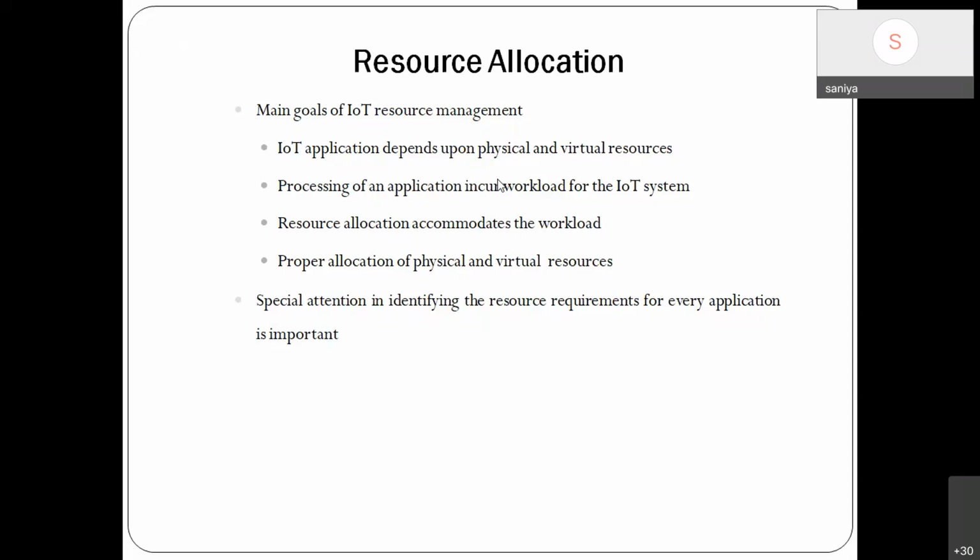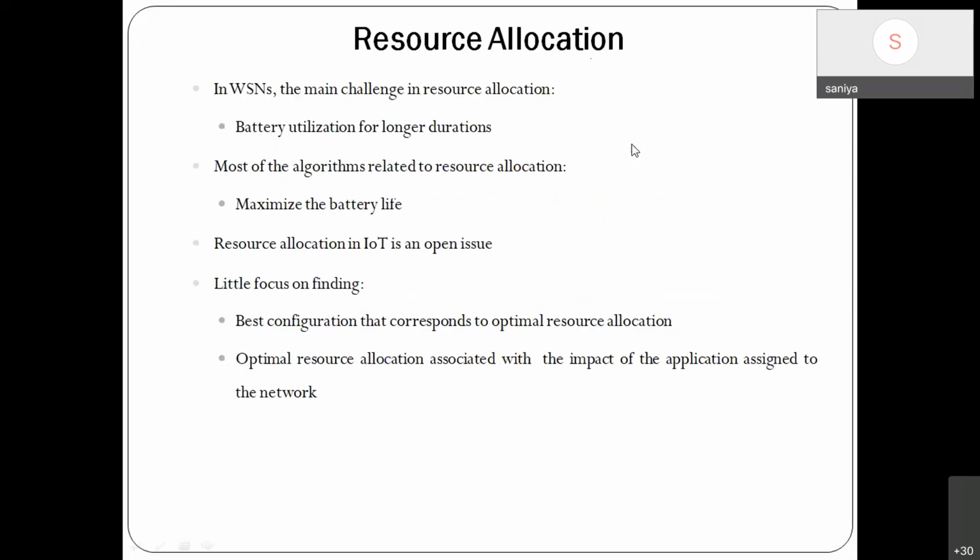So there is a need of identifying the resource requirements for every application. That's why I was saying, before you go for research in resource optimization, you need to identify what the various constraints are, and you are going to work on those constraints. If there are limitations, how you are going to optimize that limitation. Okay, there is an energy limitation. How am I going to optimize that energy? For that, there is work in resource allocation also.